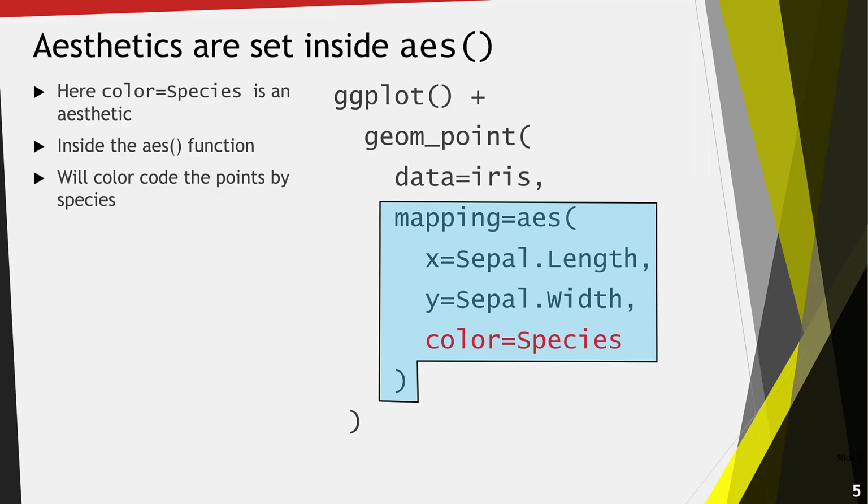So in this example we've seen before, I'm setting the x aesthetic equal to sepal length. That's going to set the values used on the x-axis. I'm setting the y aesthetic equal to sepal width. That's going to set the values used on the y-axis. And then I'm setting the color aesthetic equal to the species column of my data. This is going to color code all the points in my visualization, one color for each value of the species variable.